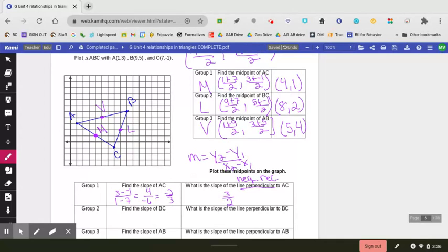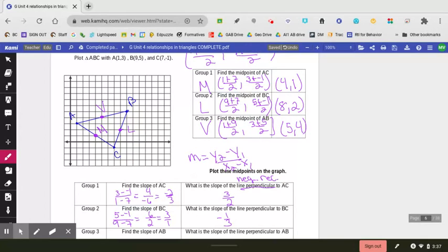So again, I'm going to find the slope of BC this time. So I subtract the y's. I'm going to do 5 minus negative 1. Always have to go in order. Over 9 minus 7. 5 minus negative 1 is 6. 9 minus 7 is 2. So that's 3 over 1. So the perpendicular slope is the negative reciprocal, which is negative 1/3.